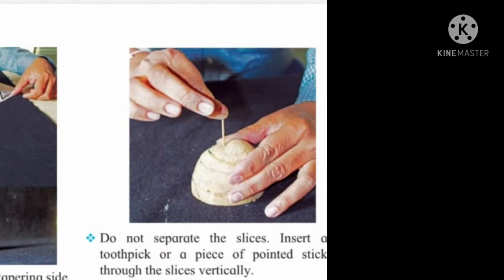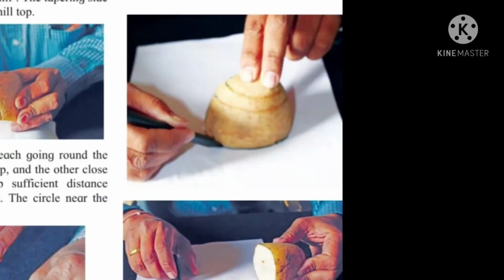Insert a toothpick or a piece of pointed stick through the slices vertically as shown in the picture. Without removing the toothpick, place a sliced potato on a piece of paper. Moving a pencil along the edge of the lowest slice, draw its outline. It will be nearly circular in shape. After drawing the outline, pull the toothpick upward. Remove the lowest slice delicately and keep it aside.